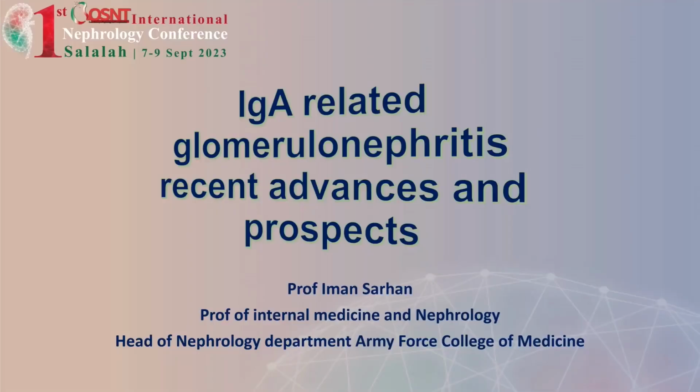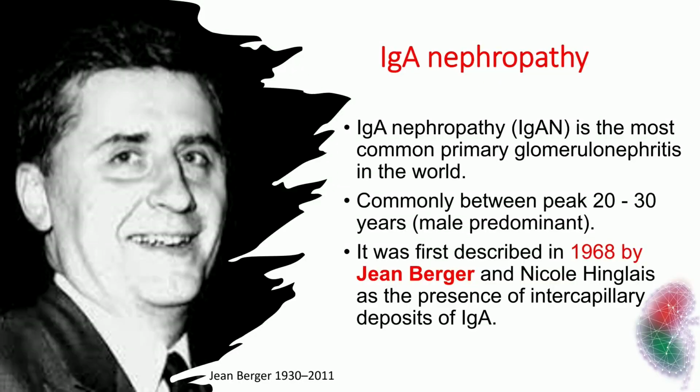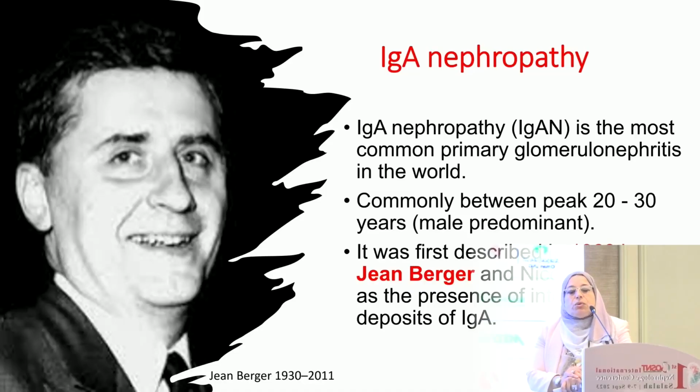Thank you for your kind introduction, and I was so happy to be invited to the first Oman conference. We'll start with the history of IgA nephropathy, which is the most common primary glomerulonephritis worldwide. It was mainly defined by Dr. Jean Berger and is called Berger disease, in 1968. The common age for this disease is about 20 to 30 years.